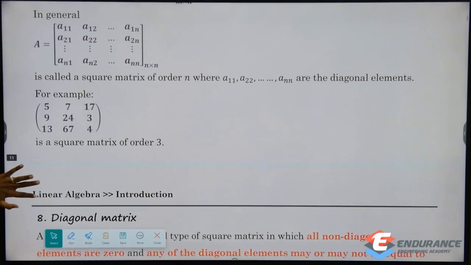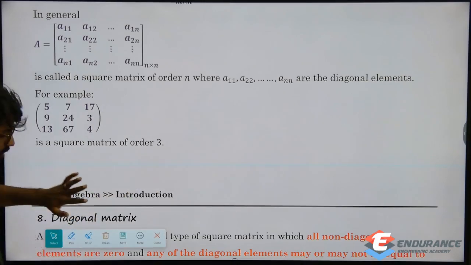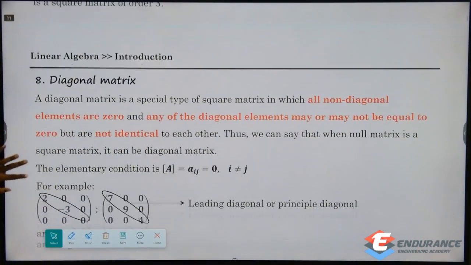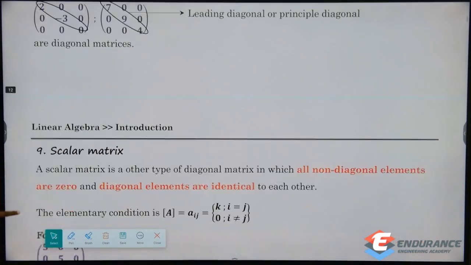And what about diagonal matrix? It will have only diagonal elements. Other than diagonal elements, all the elements will be 0. Yes, other than diagonal elements, all the other elements will be 0. See, regarding elementary condition, I will talk about it. Just hold on for some time. Elementary condition, I will come back to it later.